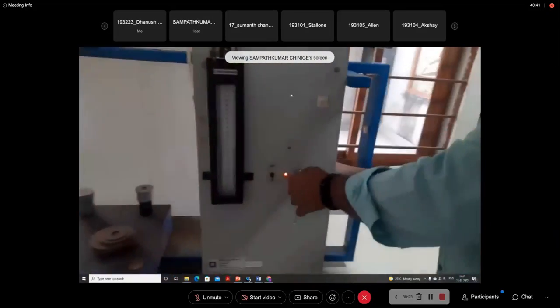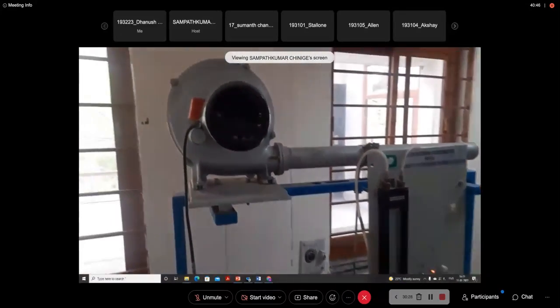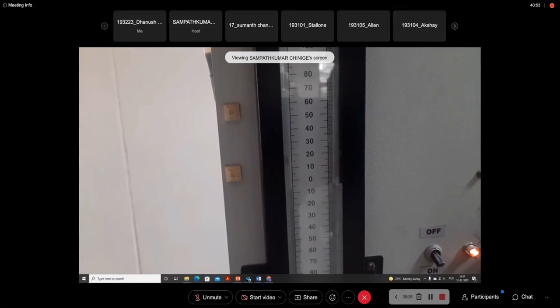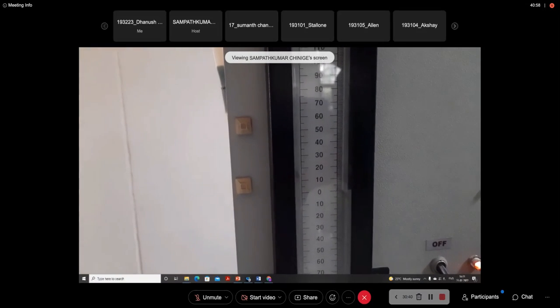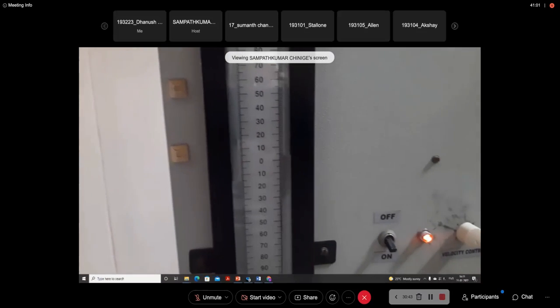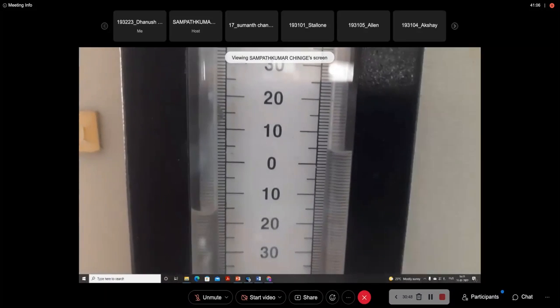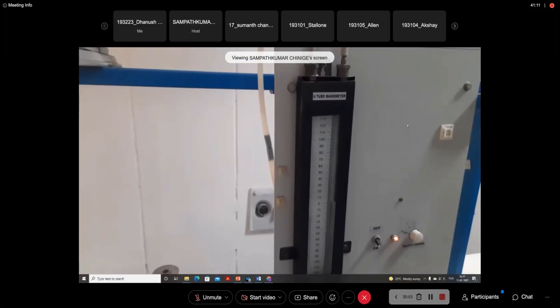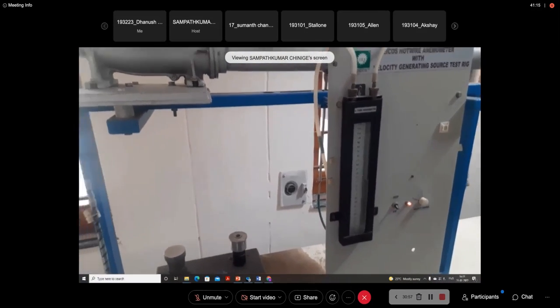Now it is being started. You can see it from the deflection over here. So we are having some values. This is the H we want. This is going to give us the velocity from the pitot-static.